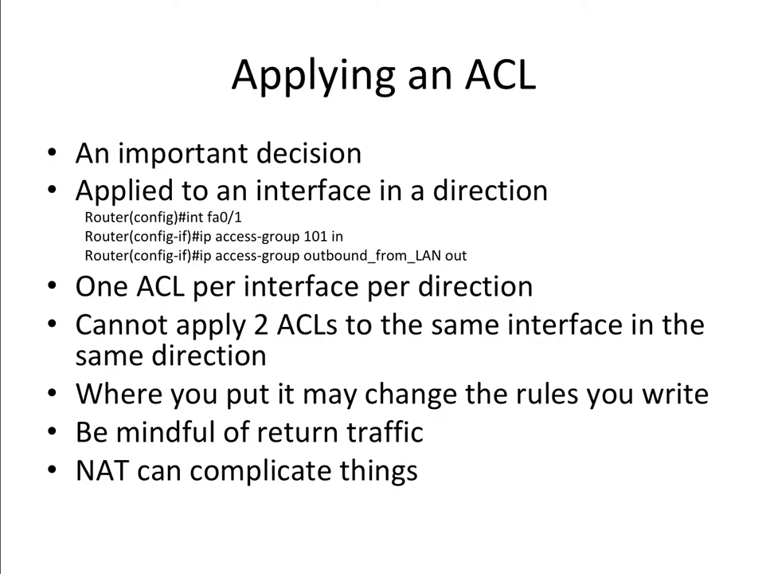outbound from LAN out. So thing to remember, these directions are applicable to the interface and the router itself. So in does not mean into your network or out of your network. This means into the interface or out of the interface. So that's what's going to happen. This first list I put on will be checked for traffic coming into the interface, and the second access group I put on there will be for traffic going out of the interface. So you can only apply one ACL per interface per direction.